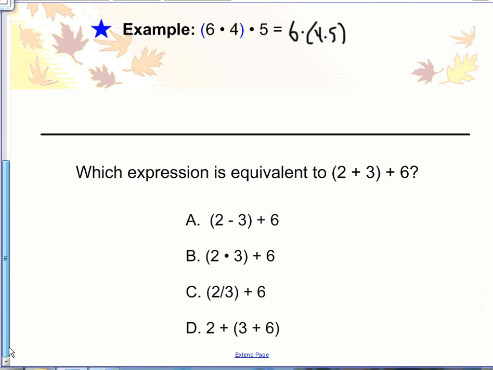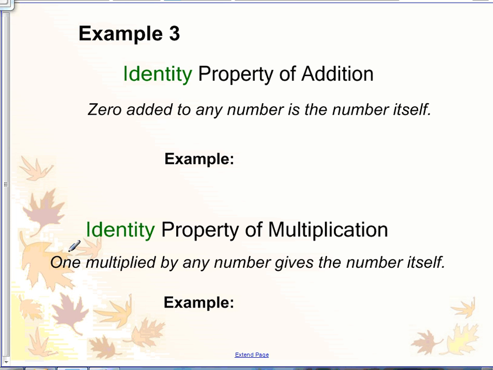We have one more example here. Which expression is equivalent to quantity 2 plus 3 plus 6? In this case, you should know that it would be D, 2 plus quantity 3 plus 6. The numbers do not change. The signs do not change. All right, the only thing that changes is how we are grouping them. Okay. So the next properties we have are the identity properties.